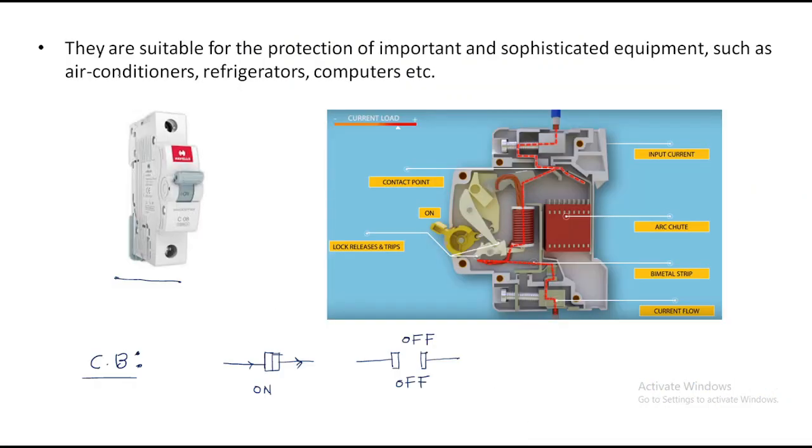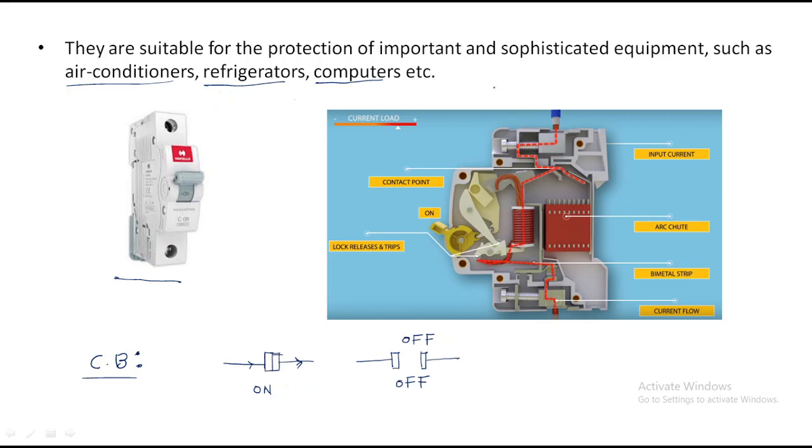They are suitable for the protection of important and sophisticated equipment such as air conditioners, refrigerators and computers. These three things are very costly equipment. We invest many thousands of rupees in this equipment. So for this equipment, we are using these MCBs. By using these MCBs, we can save this equipment. That's why it is important.